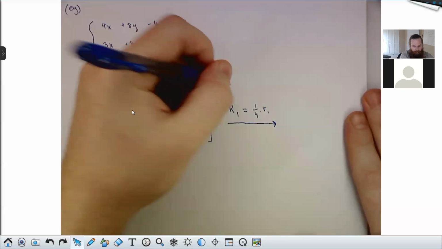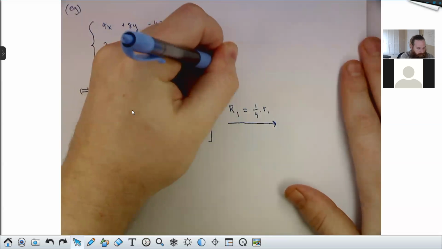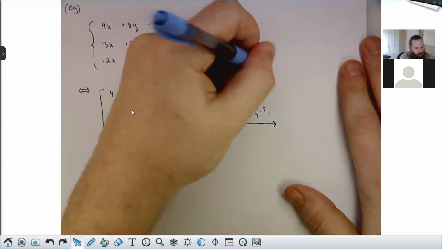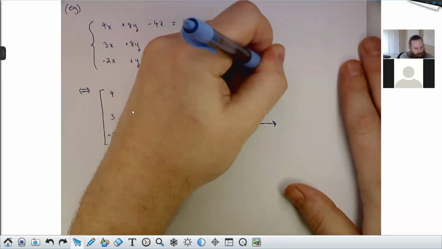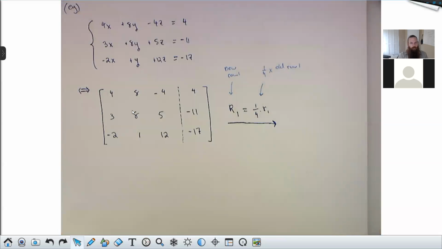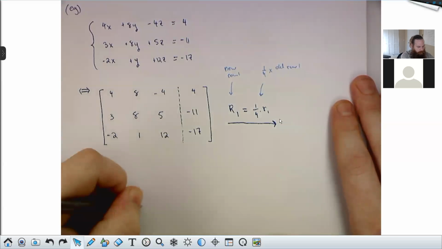So this says new row 1 is equal to 1/4 times old row 1. That's what this notation is saying. New row 1 is equal to 1/4 times old row 1. So I'm multiplying through row 1 by the number 1/4. Rows 2 and 3 will not change, so I copy them down first.